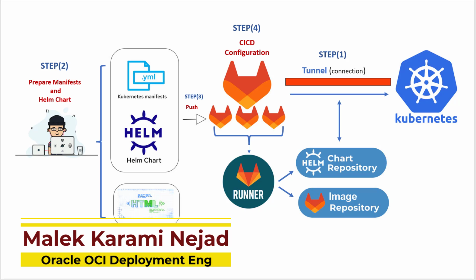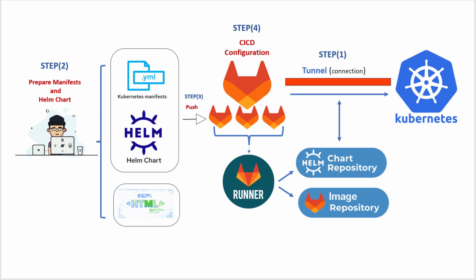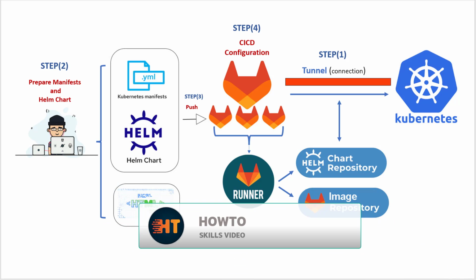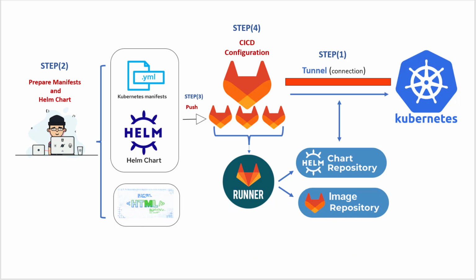Today I want to demonstrate how to set up another GitLab CI/CD pipeline to deploy Helm Charts on a Kubernetes cluster. In this pipeline, we have a design web page and we will see how to deploy it as microservice containers on a Kubernetes cluster by GitLab CI/CD.